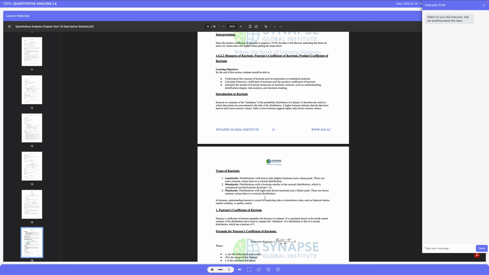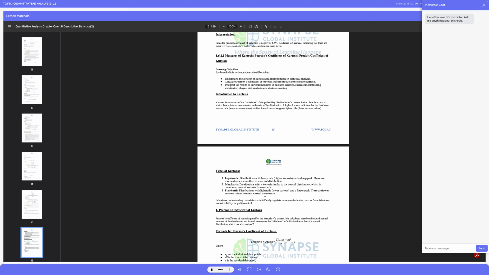Clarification. Kurtosis is a statistical measure that describes the degree of peakedness or flatness of a distribution compared to a normal distribution. More precisely, kurtosis measures the weight of the tails of a distribution, indicating how frequently extreme values occur. A distribution with high kurtosis has heavier tails, meaning that extreme values occur more often, while a distribution with low kurtosis has lighter tails, meaning that extreme values are less frequent.